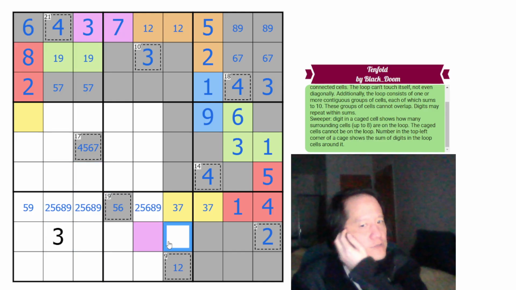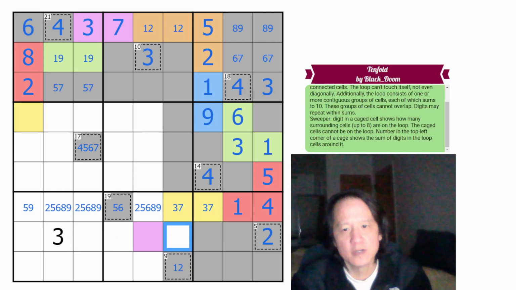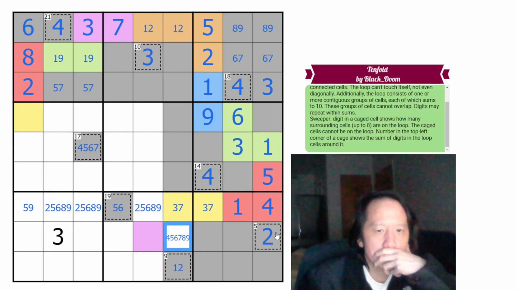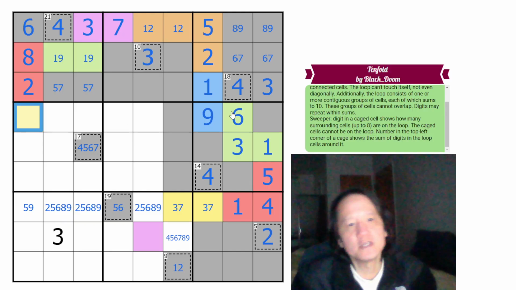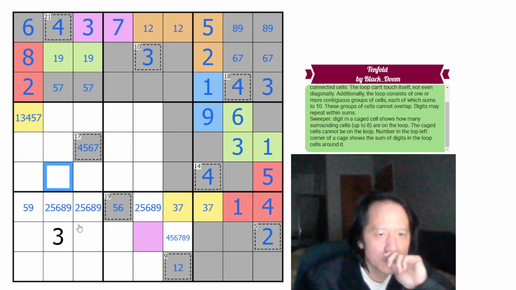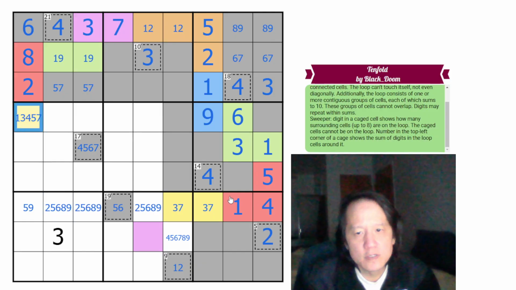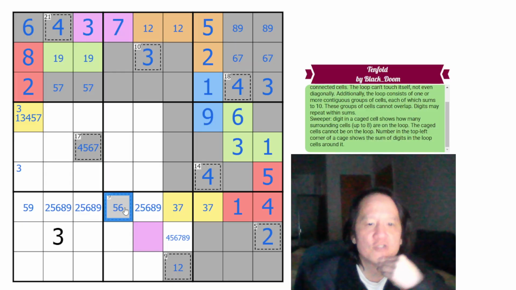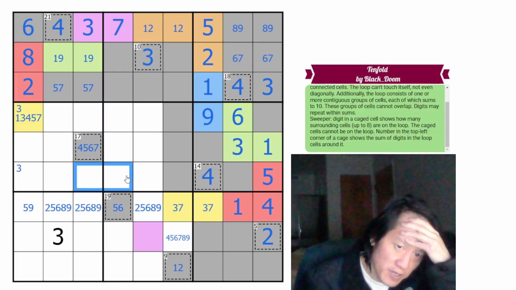This can't be 1 or 2, and it can't be 3 because of this 3. Therefore, this is 4 through 9. This cannot be 2, 6, 8, or 9, so this is 1, 3, 5, 4, 7. Okay. One of these 2 digits is a 3. Again, this has to be 5 or 6. But it could go again 3 here and 2 here, or 3 here and 3 here.